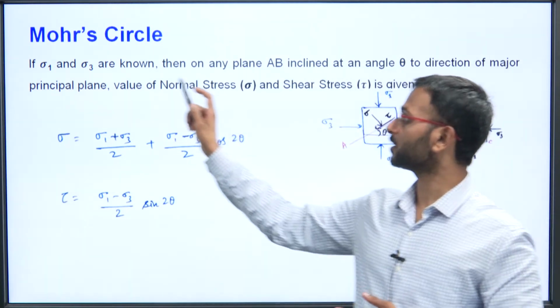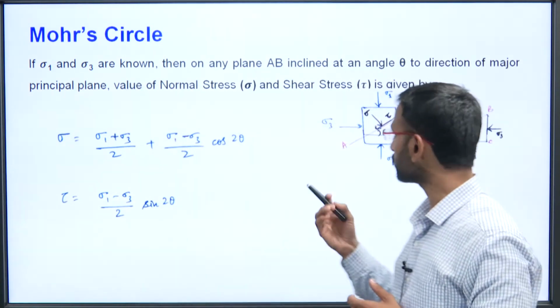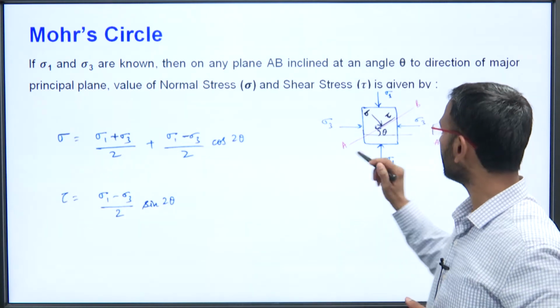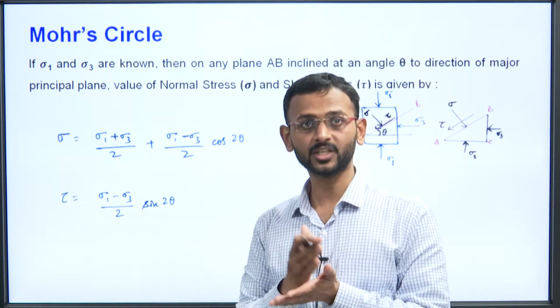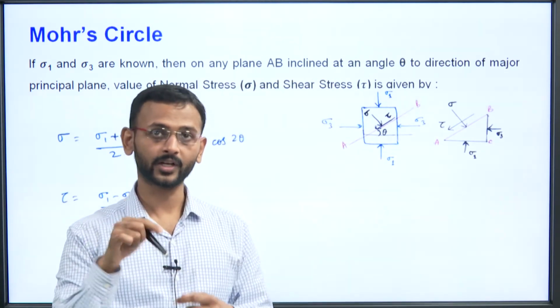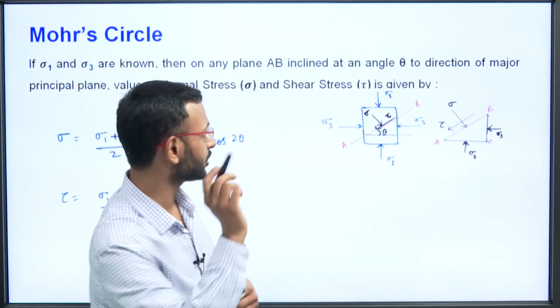So, if sigma 1 and sigma 3 are known to you, alright, so you know sigma 1 and sigma 3, then on any plane AB which is inclined at an angle theta to the major principal plane, at that plane you can easily find out the value of normal and shear stresses.